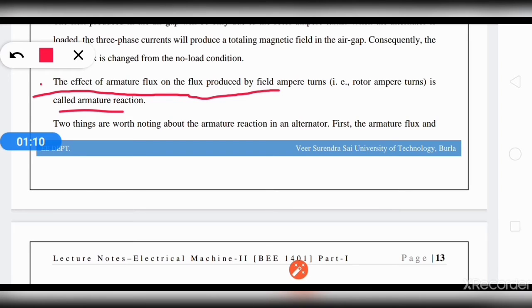Dear all, we know that armature winding is on the stator in the alternator and field winding is on the rotor. So whenever there is load connected, the stator winding is also having current flowing through it. Therefore, the flux produced by the armature current is known as the armature reaction.